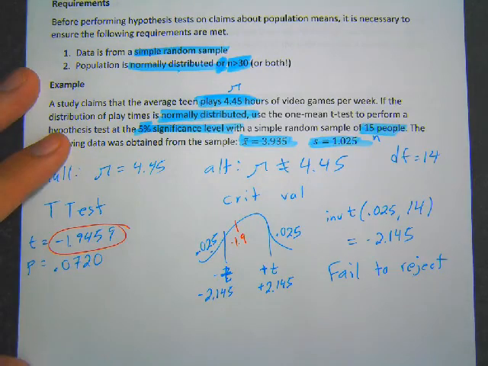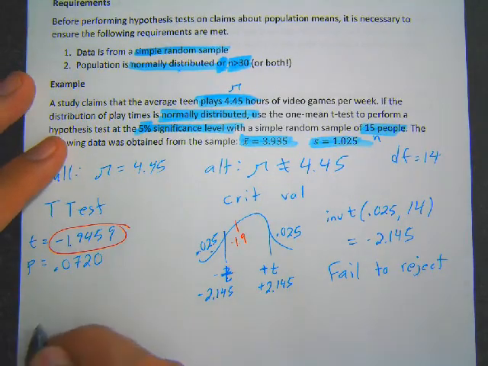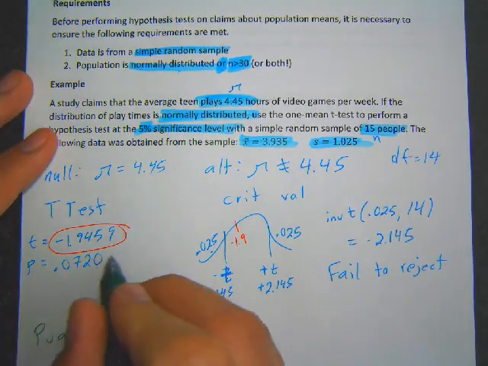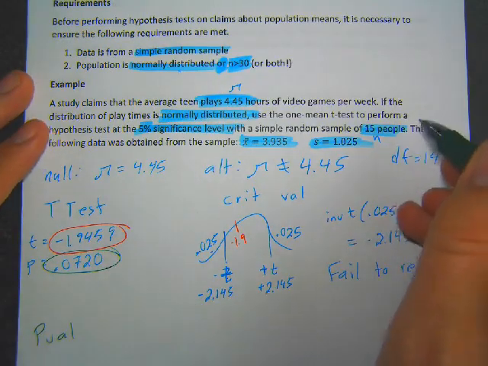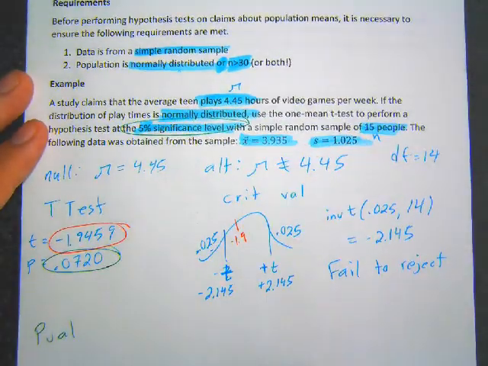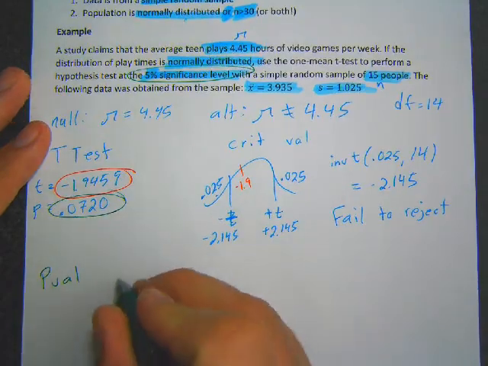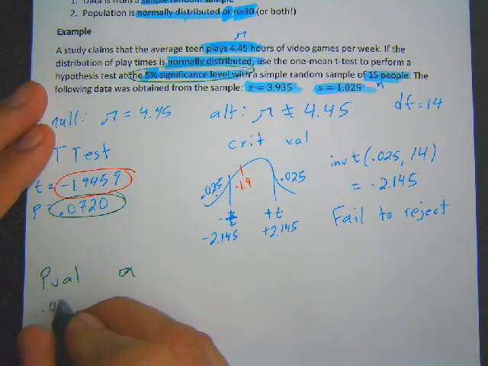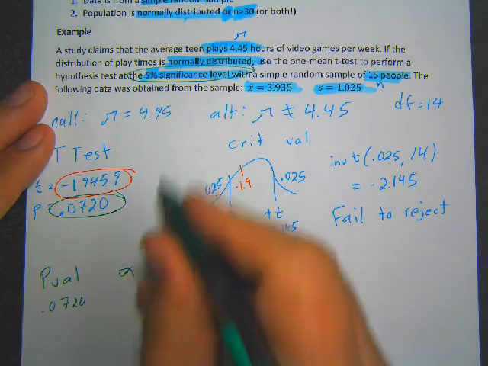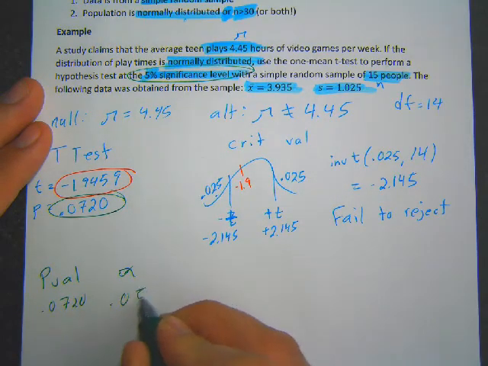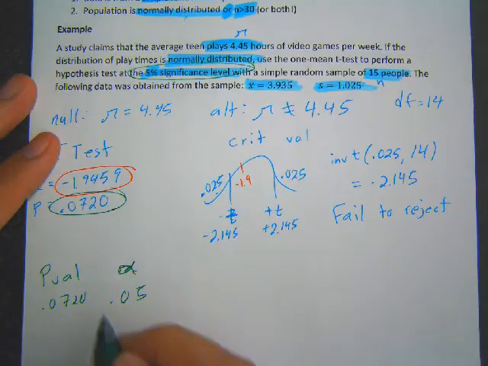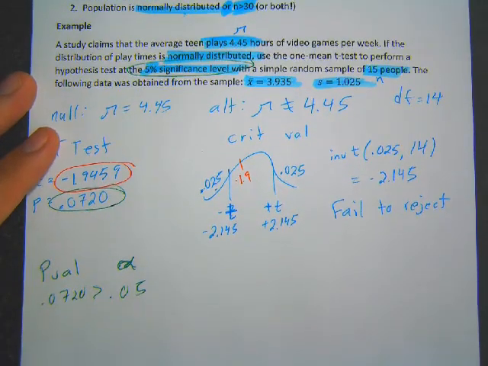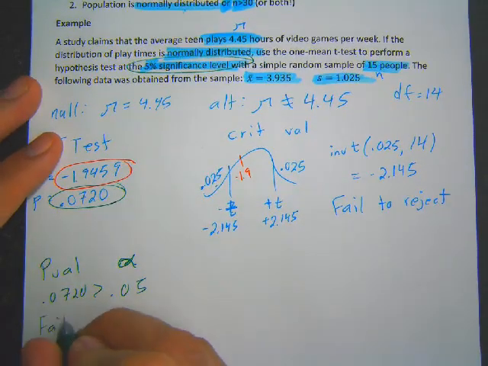Okay, if I want to use the p-value method, the nice thing with that is all you have to do is compare the p-value with the significance level, 5%. And that's it. So I'm just going to take my p-value and my significance level alpha, and compare them. So I get 0.0720, and I get 0.05 for my alpha. And since 0.07 is bigger than 0.05, we fail to reject. Same result.